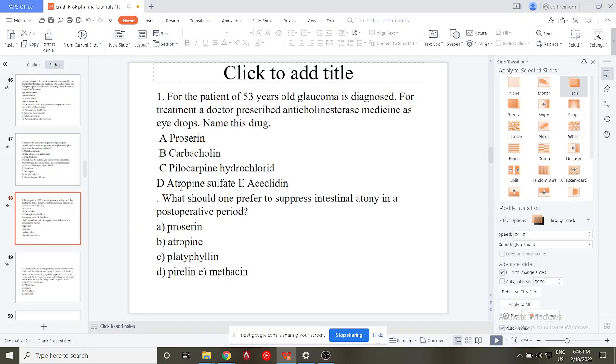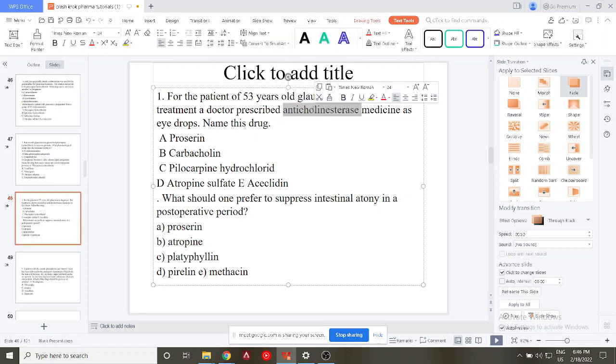So take note of this. This is the key to the question: anticholinesterase. So it would end with -mine more than likely. Is it carbachol? No.